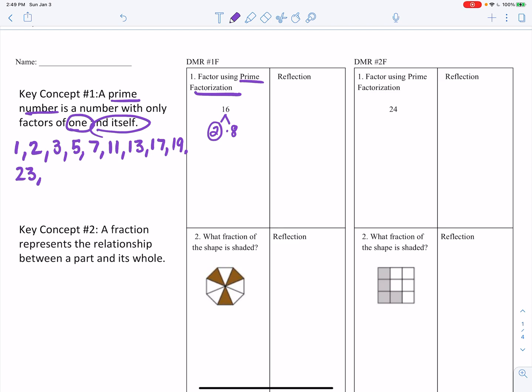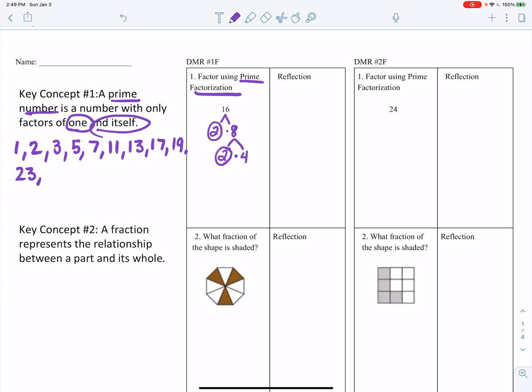It is not in my list over here. So therefore, it is not prime. So I'm going to break that down into 2 smaller factors, and 2 is still possible. So 8 can be 2 times 4. Is 4 a prime number?